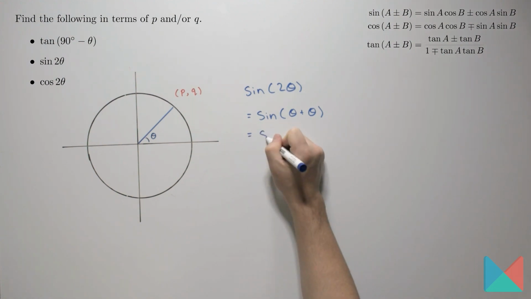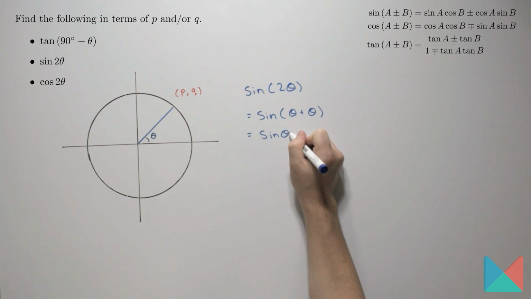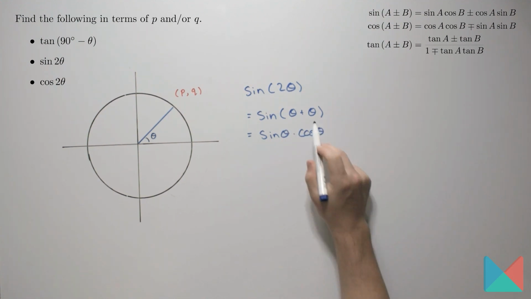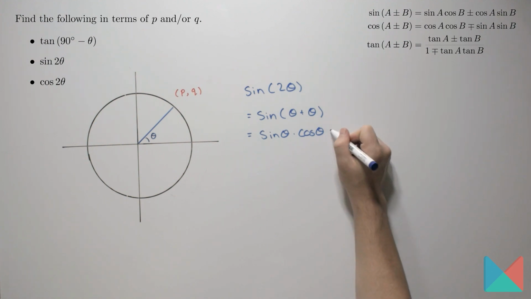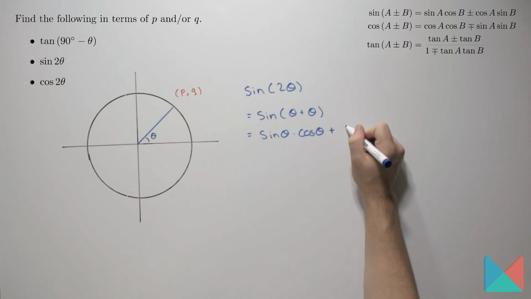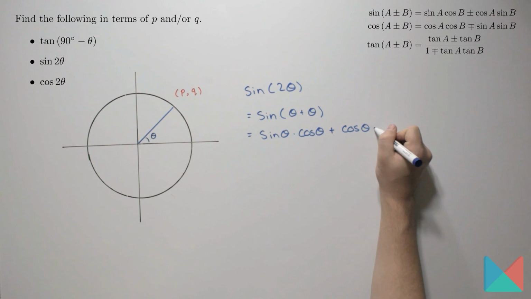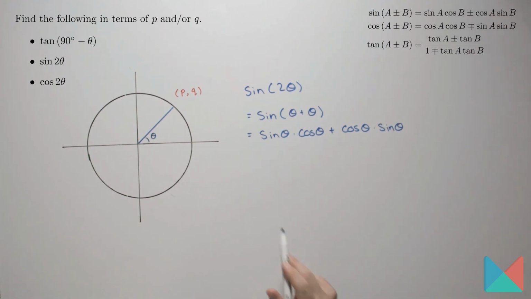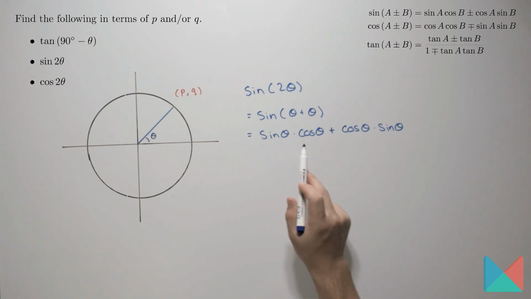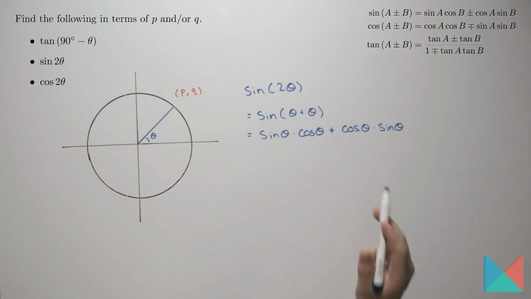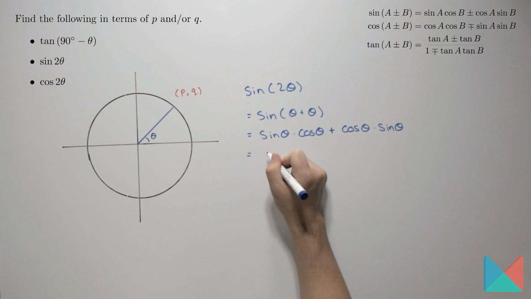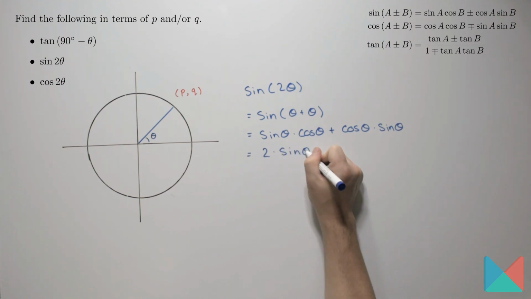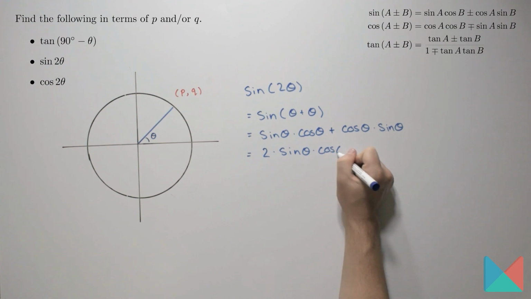We'll get sine of our first angle, sine of theta, times cos of our second angle, which is the same angle, cos of theta, plus cos of our first angle, cos of theta, times sine of our second angle, sine of theta. And notice here that we have a sine times a cos plus a sine times a cos again. So we can replace this with 2 times sine theta times cos theta.